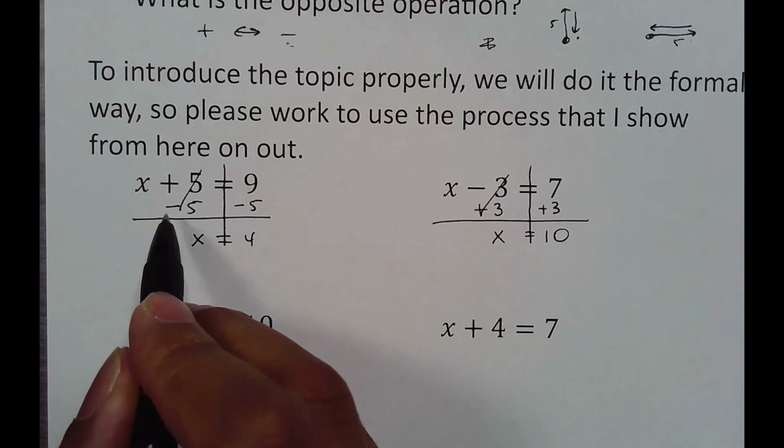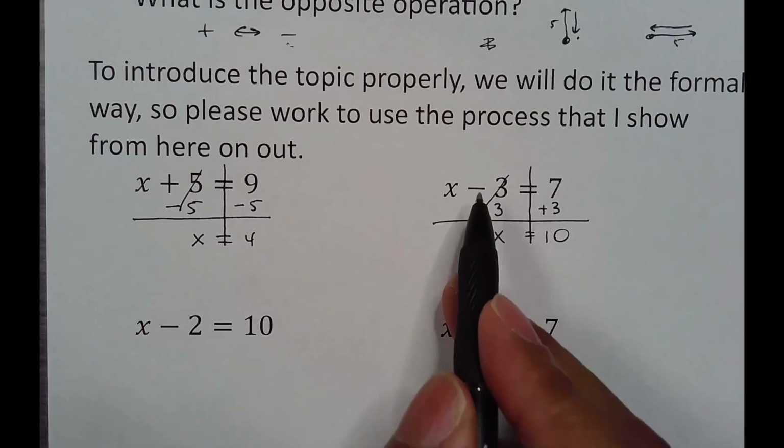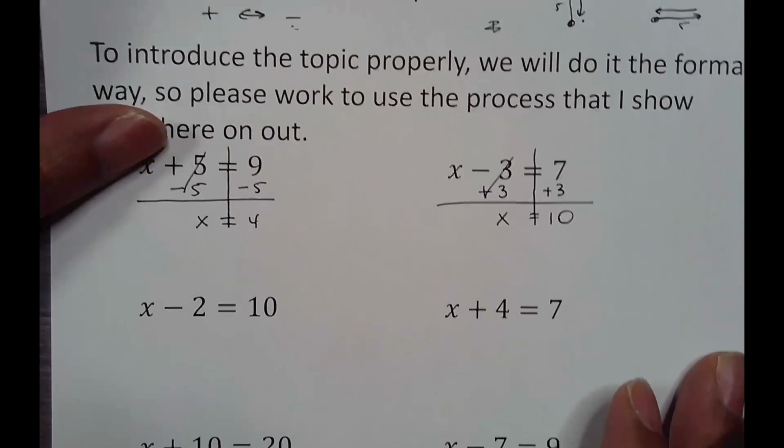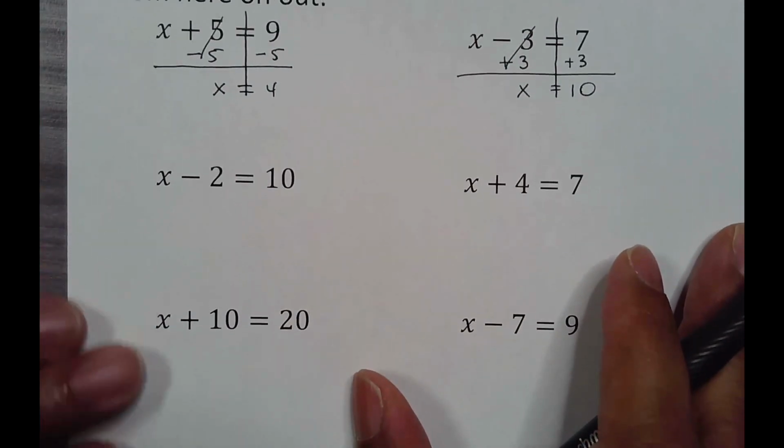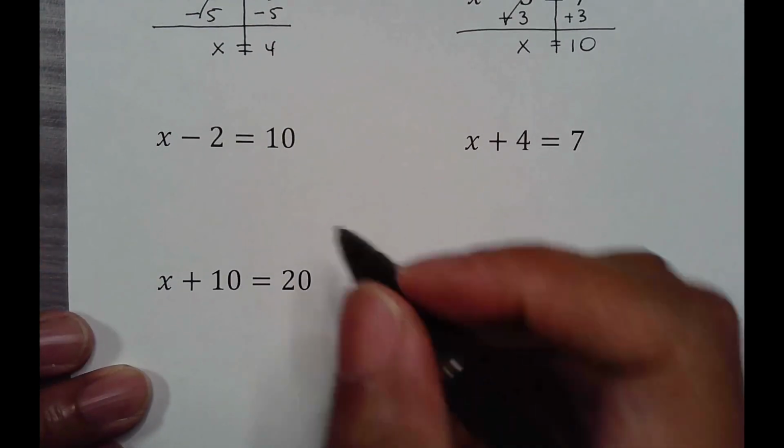If you do not get this process down, and it's a very easy process: I see plus 5, I put minus 5, minus 5. I see minus 3, I put plus 3, plus 3. It's not a hard process. You just have to be serious enough about it and just do it the right way.